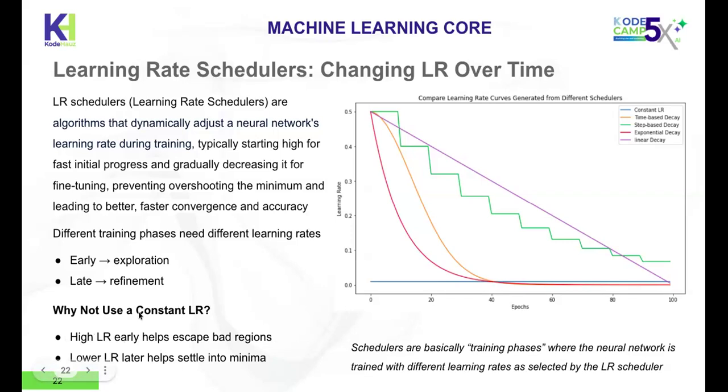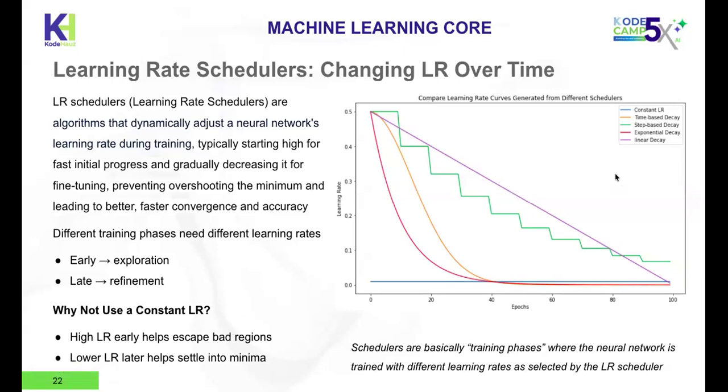It's not a good idea to use a constant learning rate when you're training an actual real world model, okay? Especially deep neural networks. The high learning rate early will help escape bad regions. The lower learning rate will keep you in the minimum. If you keep it at a very high learning rate all through, yes, it will get to the general area of the global minimum, but you never achieve that global minimum. And if you keep a very low learning rate, it may never get to that area of global minimum. It may get stuck in a local minimum.